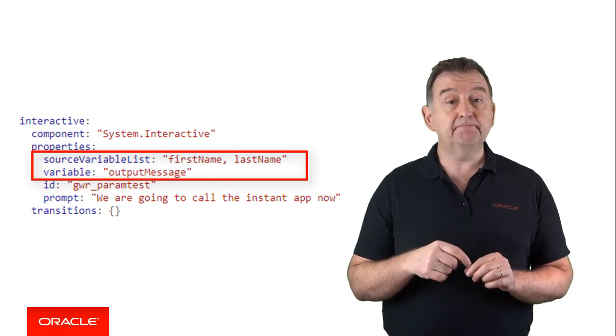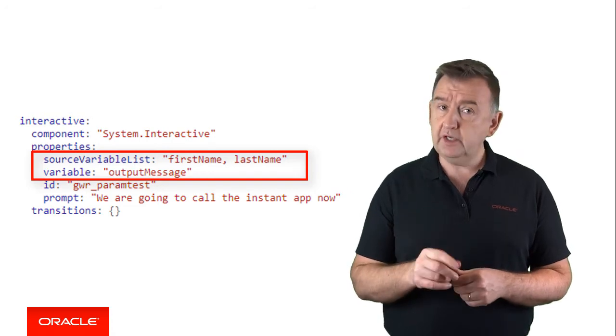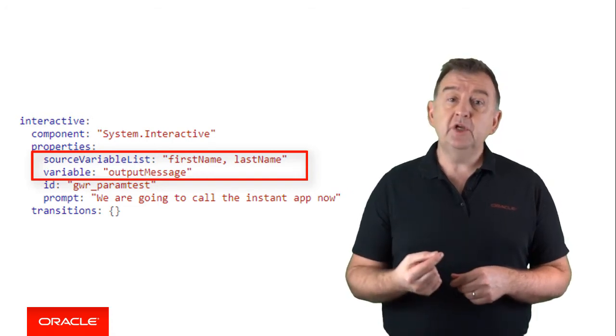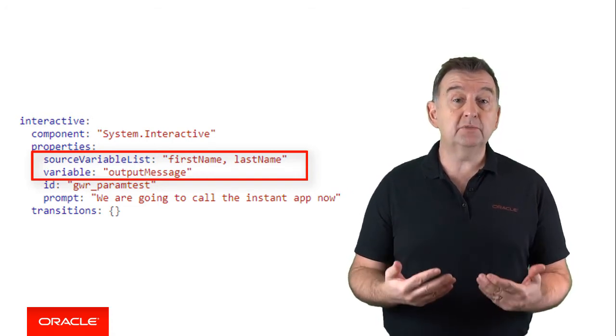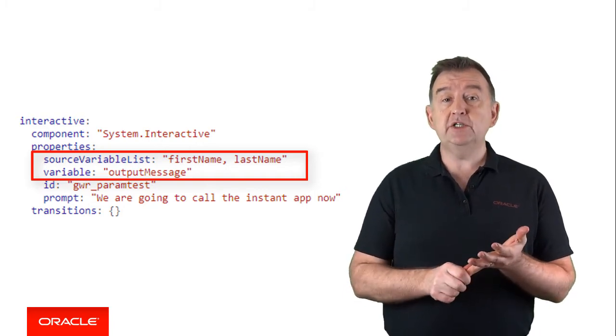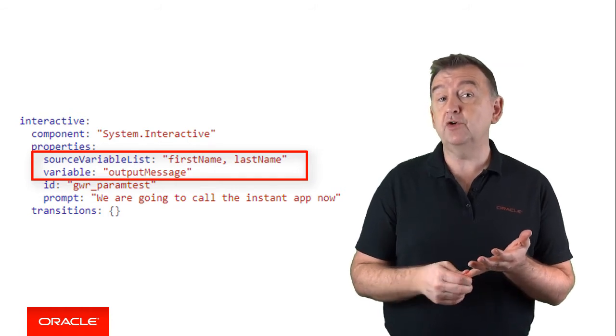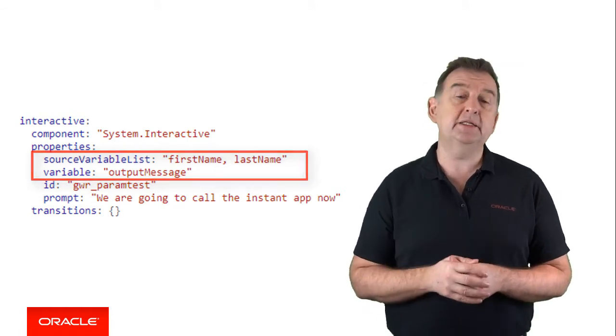And finally, variable defines a variable that you declare in the bot flow into which data is returned from the instant app. But what if you want the instant app to return more than one variable? Well, don't worry, we'll use a dot notation, which means you can return multiple data values inside that object. So for example, output_message.value.firstMessage and output_message.value.secondMessage. And you'll see this in a minute.